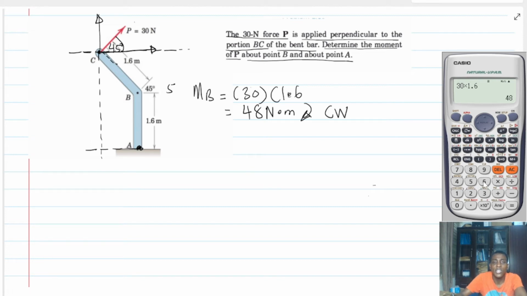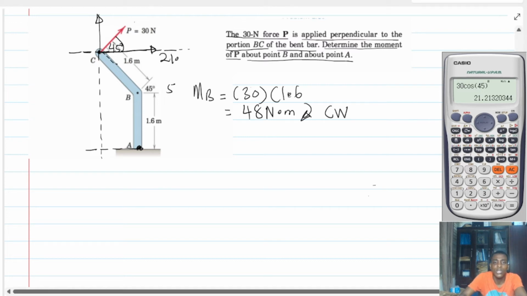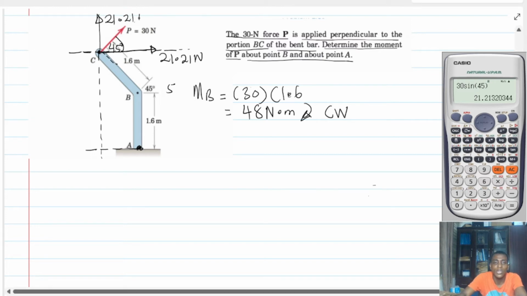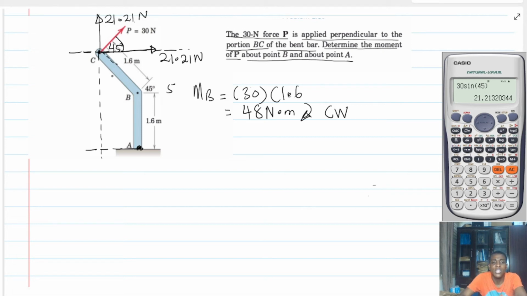So the horizontal component is going to be 30 cosine 45. That is going to be 21.21 newtons. And then similarly, the y component is going to be 30 sine 45. That is also the same thing, 21.21 newtons. All right, so we have the forces.